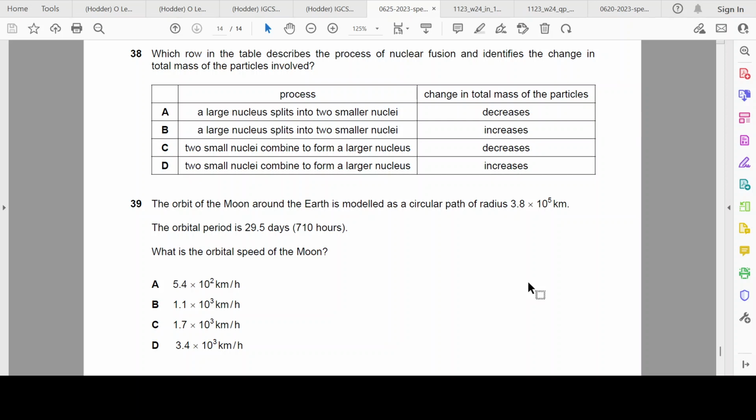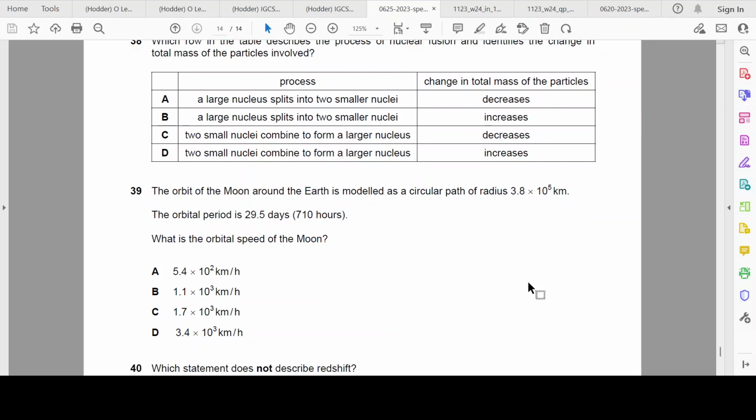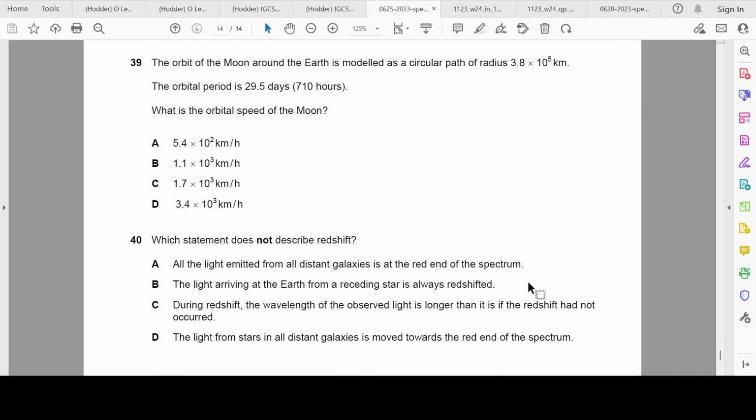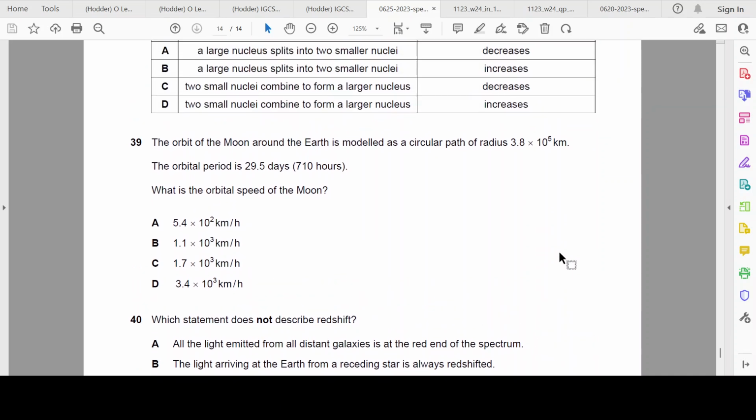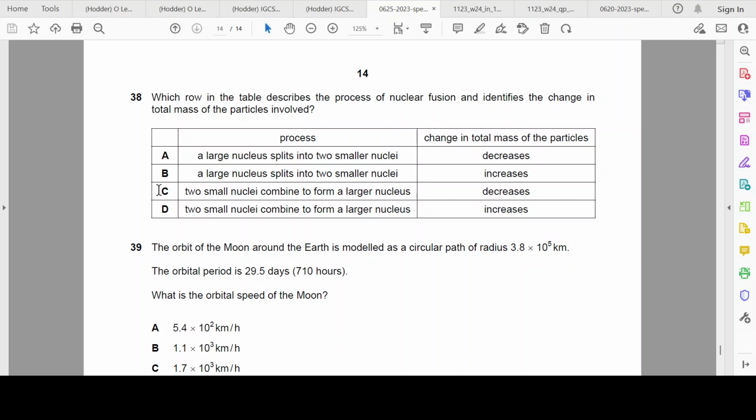Okay. Question 30. The correct option is D. Huh? So the correct option is D. C. Okay. C.